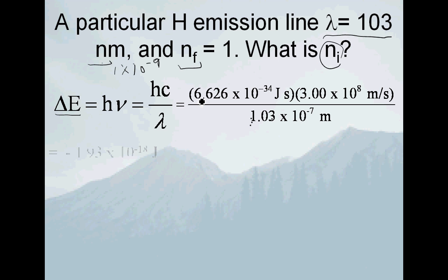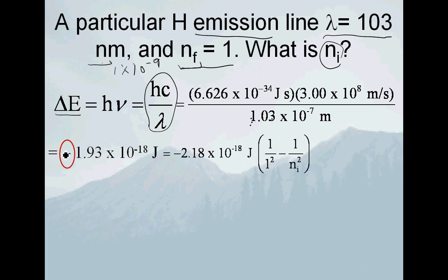And we calculate a delta E of 1.93 times 10 to the minus 18, but notice I changed the sign. Planck's constant is positive, c is positive, wavelength is positive. All of these numbers are always positive, but yet I have a negative delta E. Because the equation we're about to use, the Rydberg equation, has a sign convention, and if it's an emission, which we're told it is, going down to the n f equal 1, the sign of delta E must be negative. So we're going to just change the sign, make it negative, because we can do that. So now we drop it into our Rydberg equation.